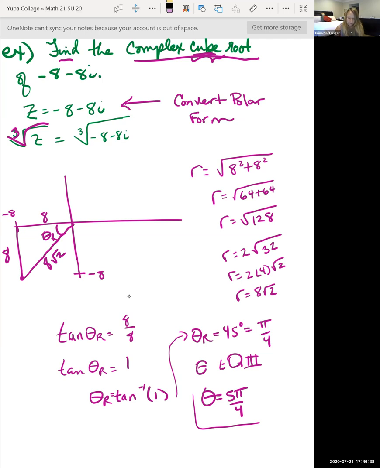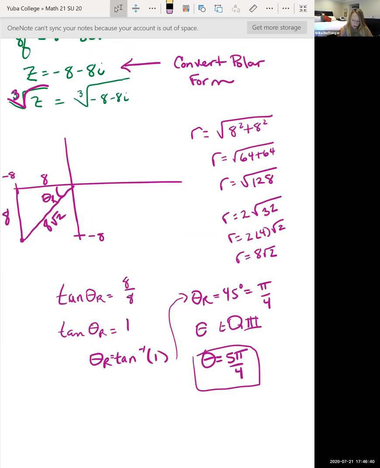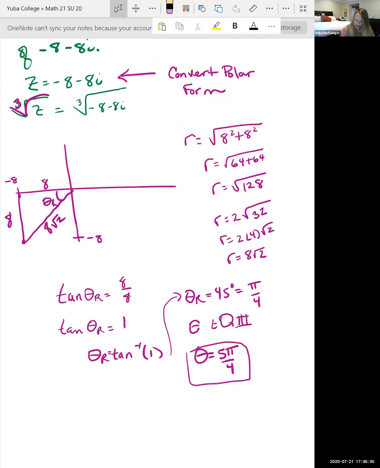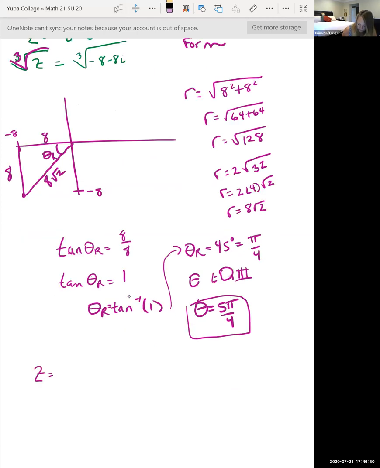So right now, if I rewrote z, that negative 8 minus 8i, in the polar form, z would equal our r value, which we saw was 8 root 2, times cosine of 5 pi fourths plus i sine of 5 pi fourths.